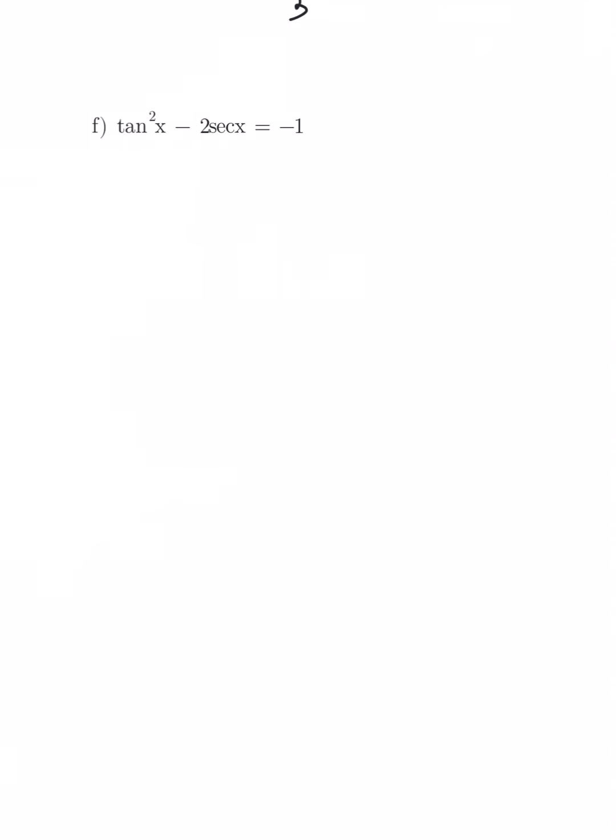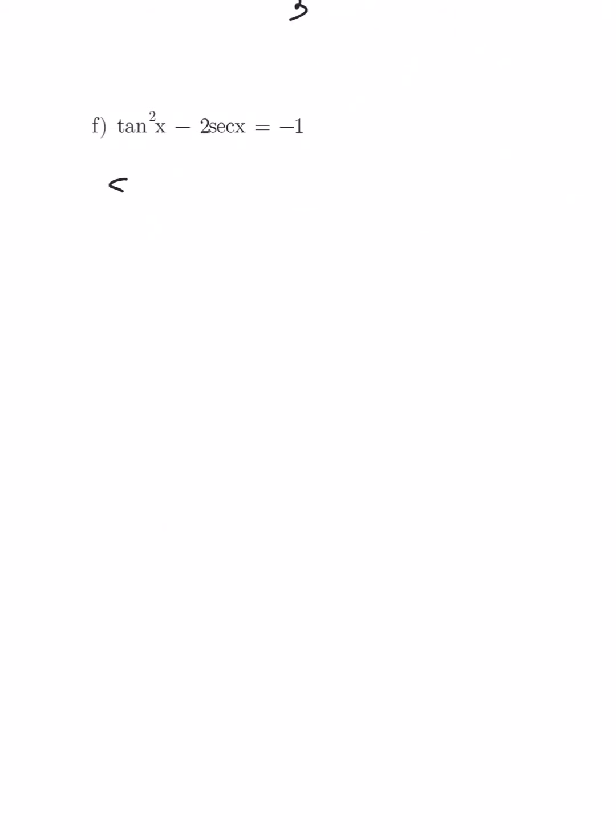Our last example of this type of problem, we have tangent squared of x minus 2 secant of x equals negative 1. Well, notice that we have two different functions, but one's a squared. And if you remember, tangent and secant are in the same Pythagorean identity. So you take the function that's squared and replace it with what it's equal to from the Pythagorean identity. So we are going to replace tangent squared with what it's equal to.